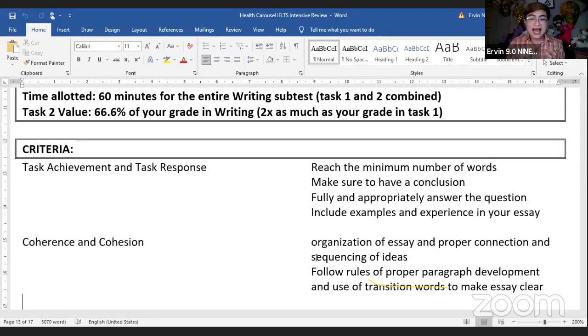But the question is, how many sentences are ideal in one paragraph? So when I attended the writing workshop of one of my favorite IELTS examiners, Miss Cindy La Rosa, I got this from her. Avoid writing very long paragraphs. Ideally, one paragraph must contain 4 to 5 sentences. Cindy La Rosa, by the way, is white.